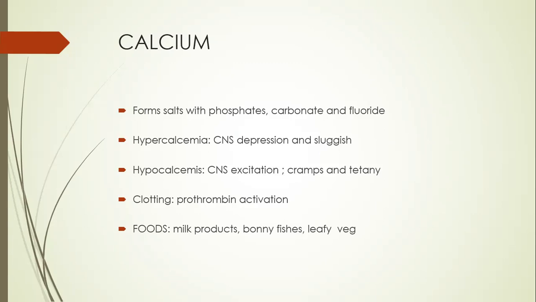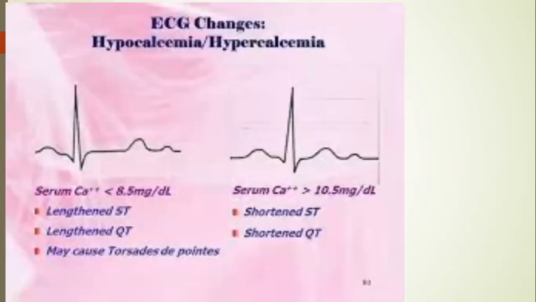And the foods which are rich in calcium are milk, obviously milk and milk products, bony fishes, and leafy vegetables like spinach. And these are the ECG changes in hypercalcemia as well as hypocalcemia. See, this is the ST segment. Lengthening of the ST segment is seen in hypocalcemia, and shortening of the ST segment is seen in hypercalcemia. See, here there is a lengthening of the ST segment. Once there is an elongation in the ST segment, obviously there will be an elongation in the QT segment.